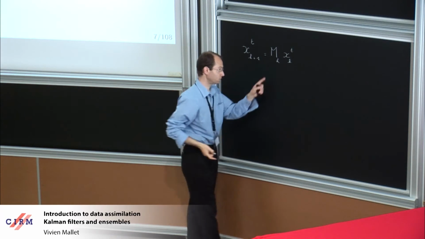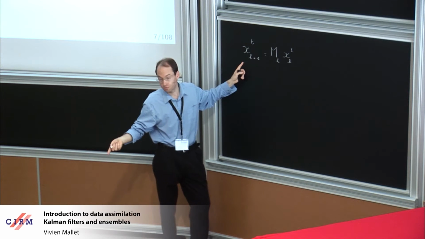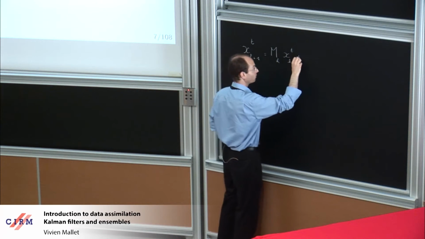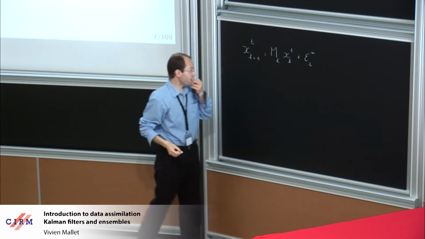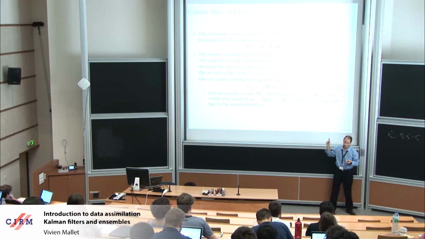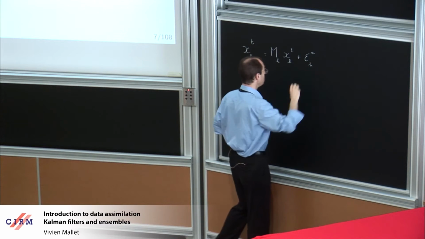You apply this model to the true state, but you don't get the real state at time h plus 1 because your model is imperfect. So we say we have this model error.